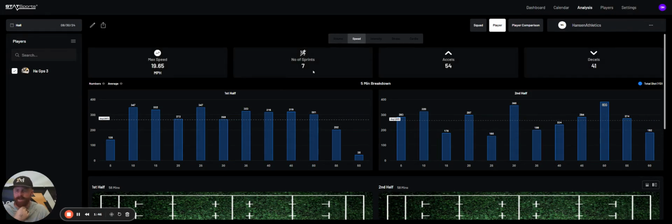Now let's look at the speed. We've got his max speed in full pads, 19.65. That's pretty fast, actually. That's a really good number, again, for a football player in full pads during the game. He had 7 total sprints that were over that prerequisite speed of 17 point something miles per hour. He had 54 accelerations and 41 decels.